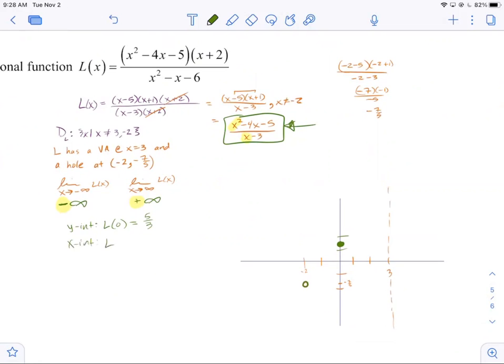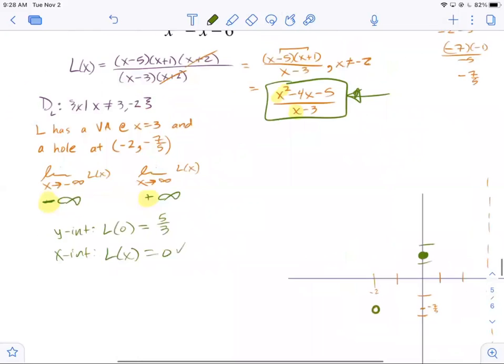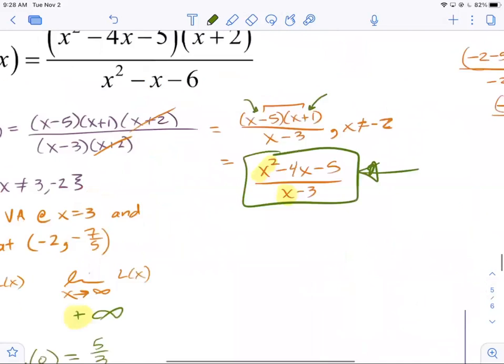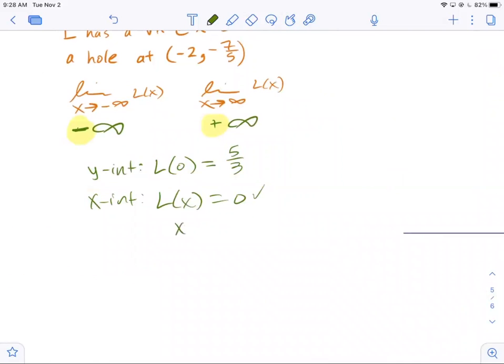Well, let's see. L of x equals 0. And again, on the test, you want to show me that. After the hole is gone, what are the two factors that still make the numerator 0? X - 5 and x + 1, right? So the two roots are 5 and -1. X equals 5, -1. So the points are (5, 0) and (-1, 0).